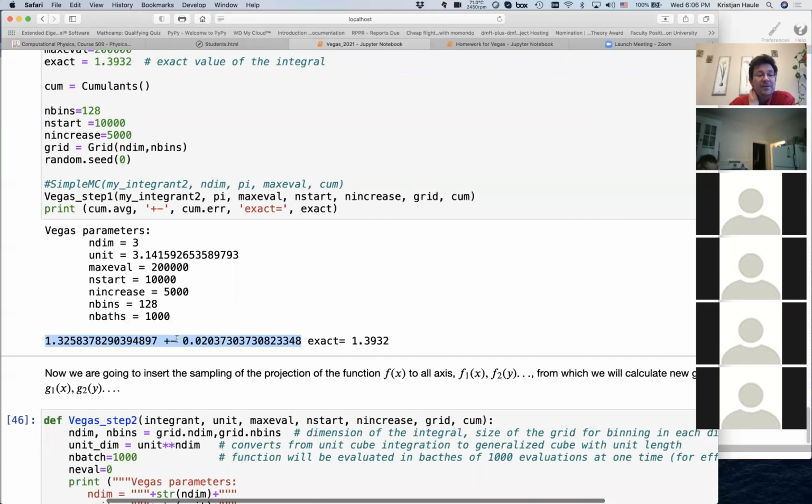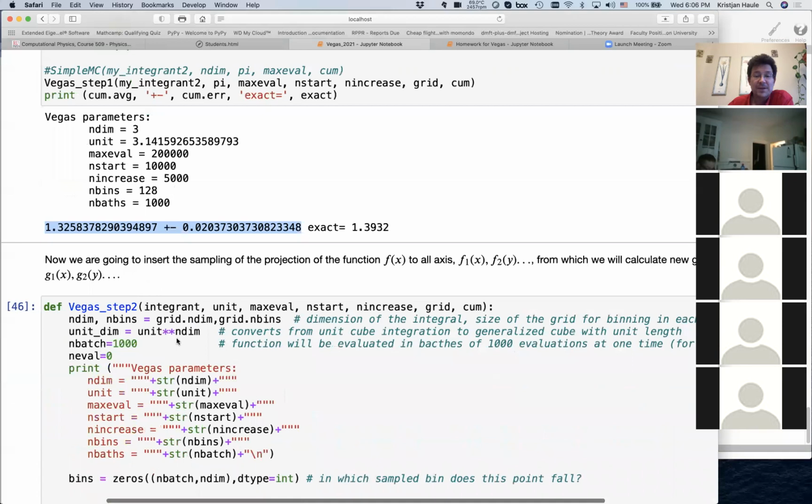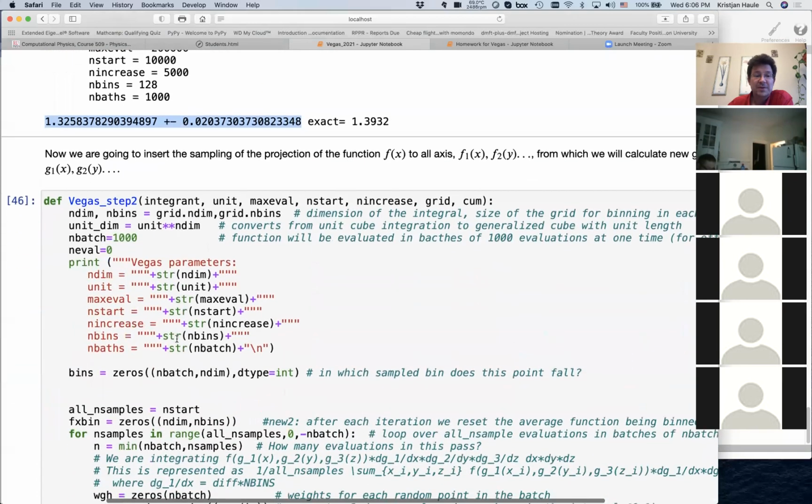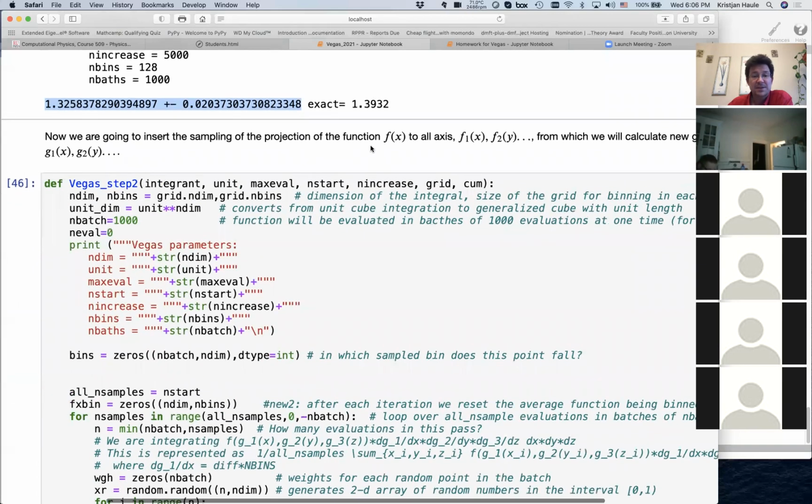but at this point we just got some rough overview of the function. And now in the next step, Vegas 2, we're going to add the projection of the function to all the axes. So we're going to call this step Vegas 2, which is going to evaluate this function f1 of x, f2 of y, and so on, from which we're going to calculate the new grid points g1 of x, g2 of y, and so on.